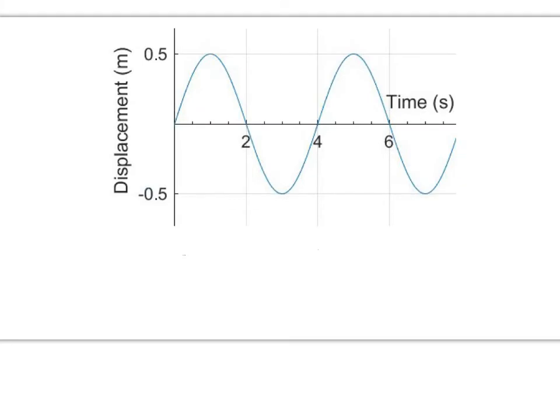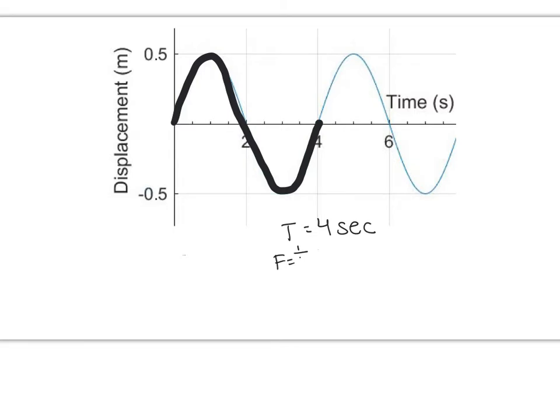All right, so let's go over this problem. So remember to find the period. This is the full rotation, so up and down of an object. So this means that my period, big T, is equal to 4 seconds, and my frequency is 1 over my period, so that's 1/4 hertz, or 1 over seconds.